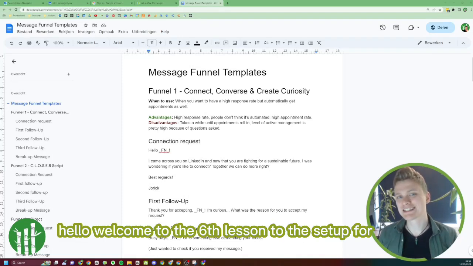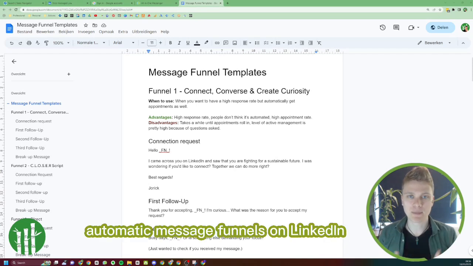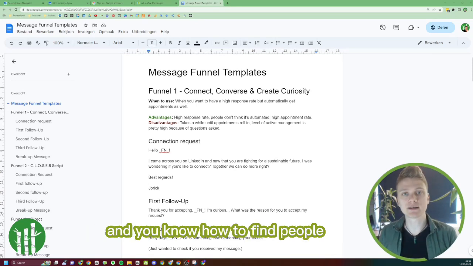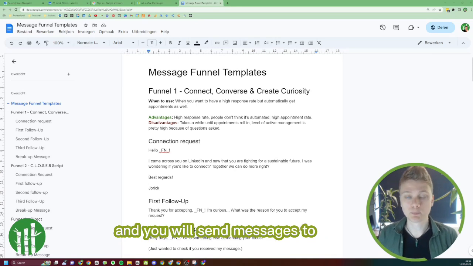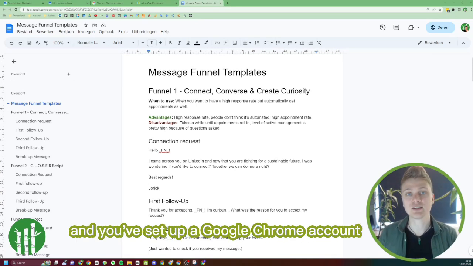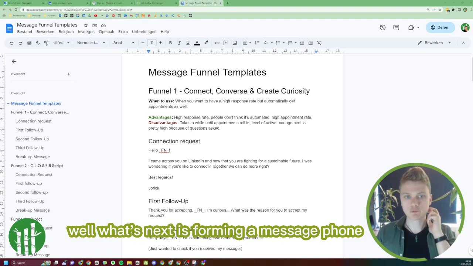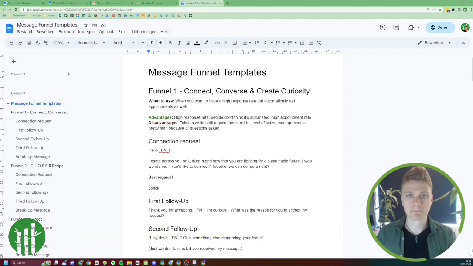Hello, and welcome to the sixth lesson on the setup for automatic message funnels on LinkedIn. You now know where to do the chats from, and you know how to find the people that you will send messages to, and you've set up a Google Chrome account. So, what's next? Well, what's next is forming a message funnel.